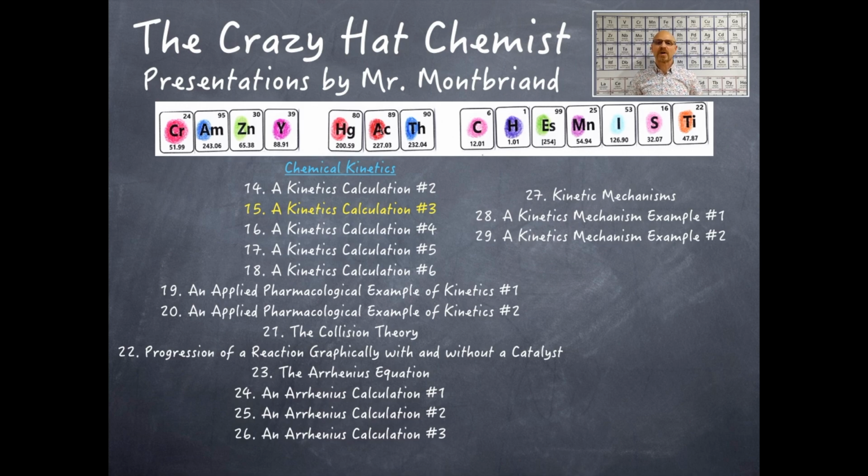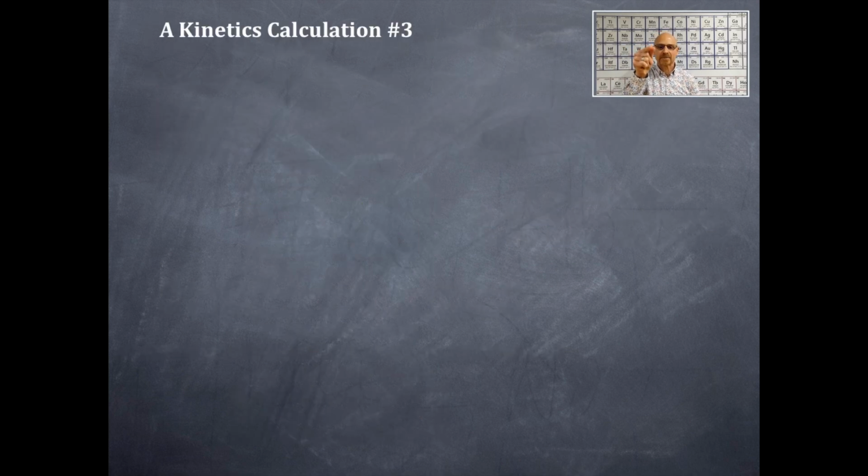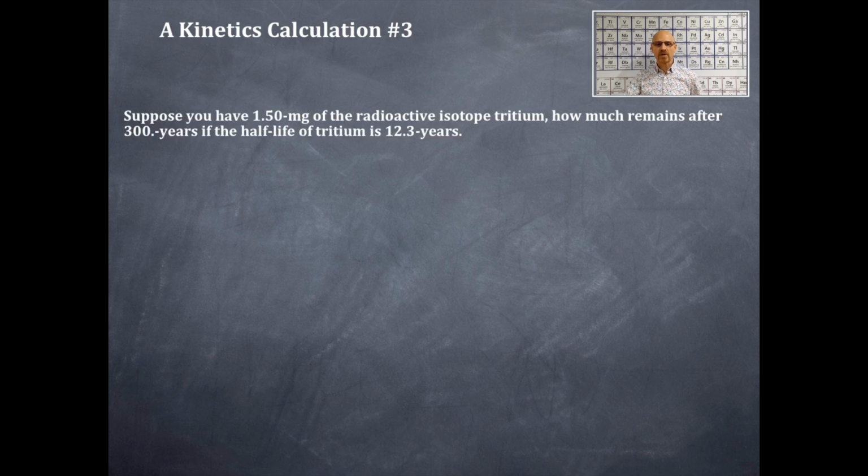So let's get started with another kinetics problem. Kinetics calculation number 3. Suppose you have 1.50 milligrams of a radioactive isotope, tritium. That's a hydrogen isotope, by the way. It's the only isotope of hydrogen that is radioactive. How much remains after 300 years if the half-life of tritium is 12.3 years?